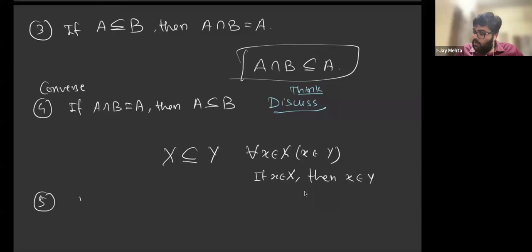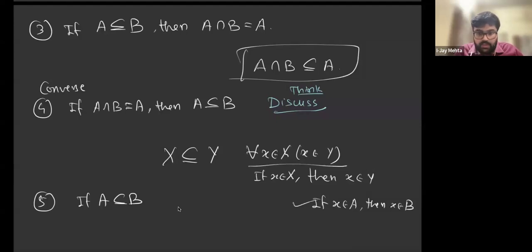So I'm given now A is a subset of B, right? How do we show A is a subset of B? We will show it like this: if X is in A, then X is in B. If this statement is correct, then we can conclude that A is a subset of B. In quantifiers, we write it like this: given any X in A, X is in B.